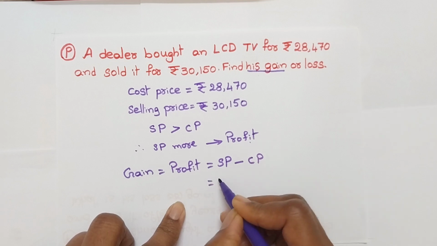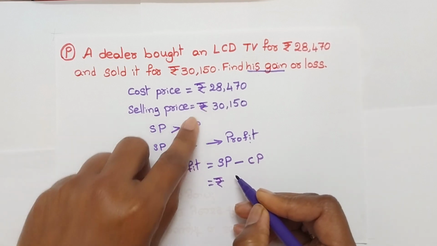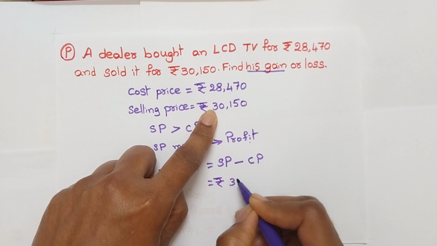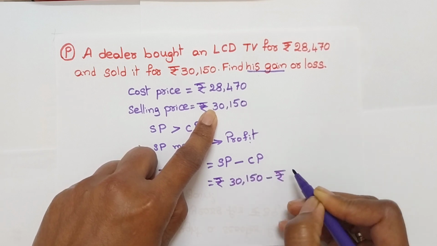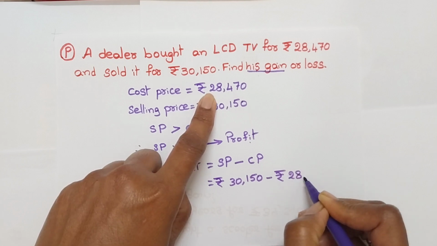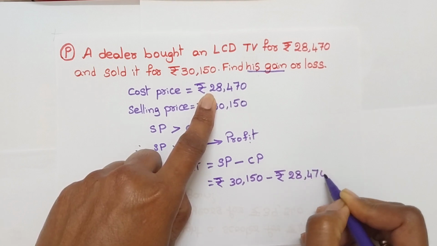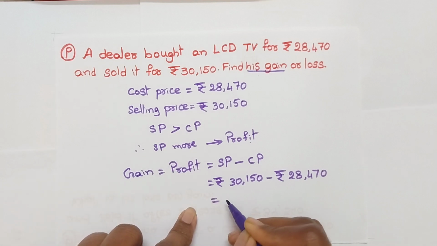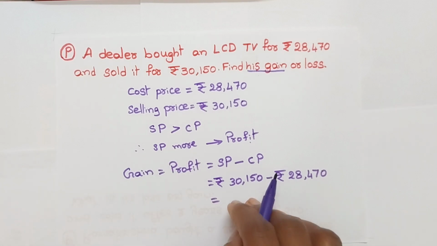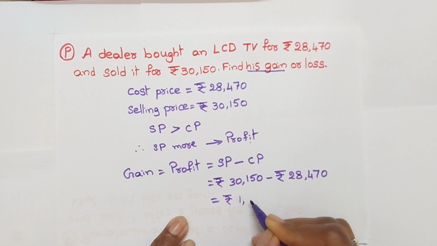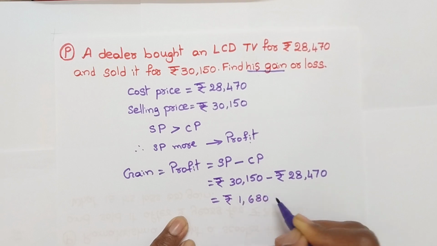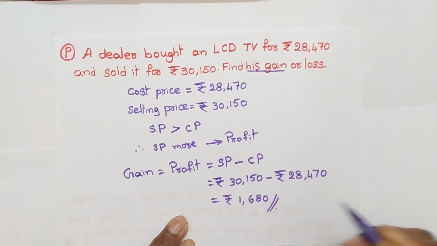Therefore, selling price, rupees 30,150, minus cost price, rupees 28,470. We need to do subtraction. We get the value 1,680 rupees. This is the profit he will get.